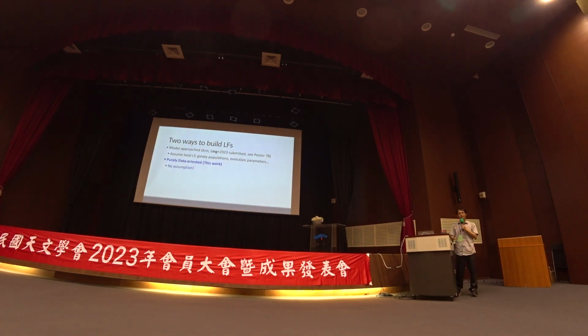So there are two ways to build a luminosity function. One is the model approach. If you are interested, you can see poster 78. But this method requires many assumptions in models, like galaxy conversion, local luminosity function or evolution parameters. But in this work I'm presenting now, we only use the image data from JWST, which does not need any model assumptions or other things.